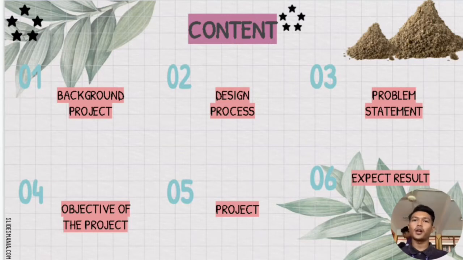Going for next slide, we have content. Number 1, we have background project. Number 2, design process. Number 3, problem statement. Number 4, objective of the project. Number 5, the project. And lastly, expected result.